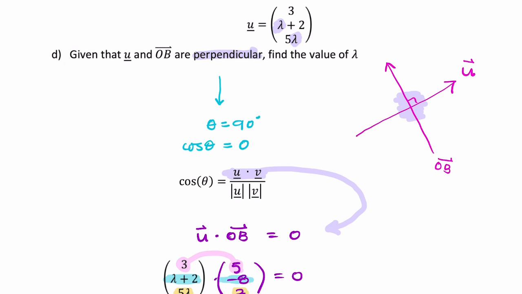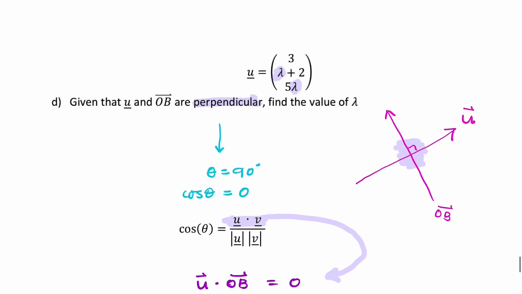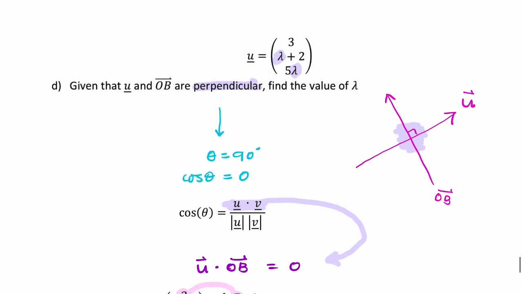So now we can rewrite u as 3, 2.5, 2.5, because lambda plus 2 will be 2.5 and 5 times 1/2 will be 2.5. So this is our vector u, but the question wasn't asking for that, it was simply asking for lambda.